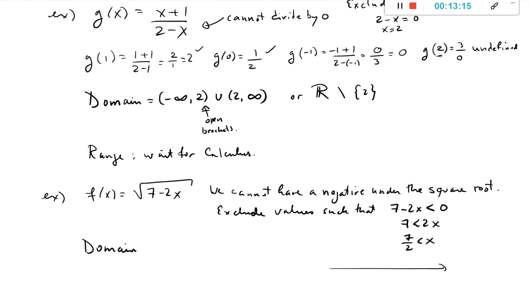So this is the real line. Here's 7/2. We want to exclude those values above it. So we want to keep the part here, so our domain is going to be here, including 7/2. Okay, so let's write that down. It's going to be everything from minus infinity to 7/2 included.